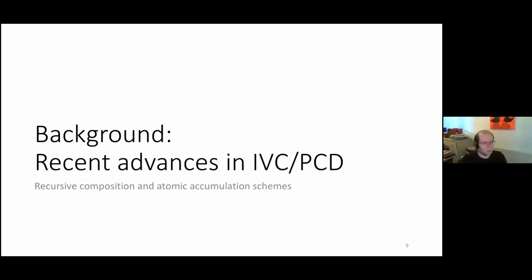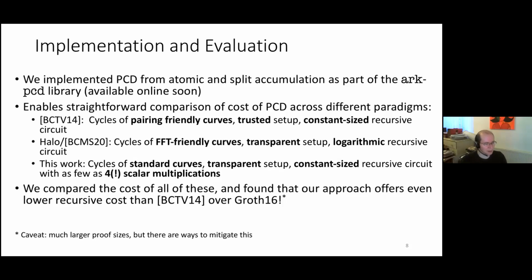So the proof sizes, you have a constant size recursive circuit, and your proof size is linear in the size of the circuit. Yes. So technically, I suppose your proof size is constant.